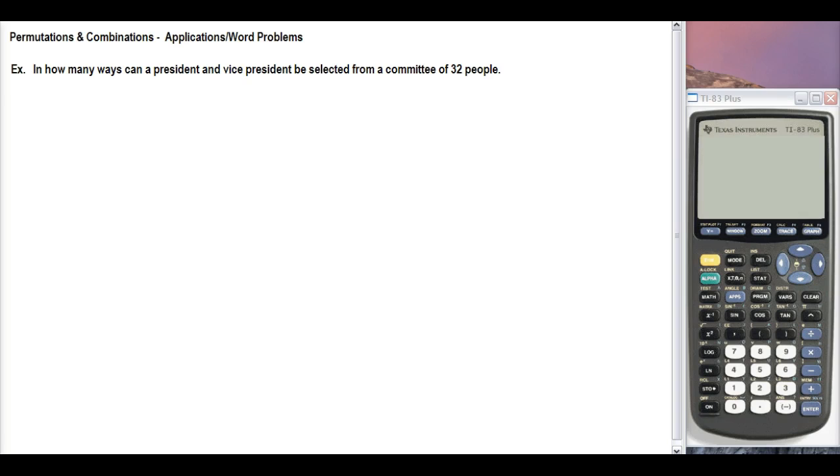Why? Because you see here that we're talking about voting in a president as well as a vice president. And of course, whoever you pick as president, they're going to have a higher rank than the person that you pick as vice president. So order actually matters in how you pick them. Because of that, we know that this particular problem is going to be a permutation and not necessarily a combination as you would think because of this word committee here.